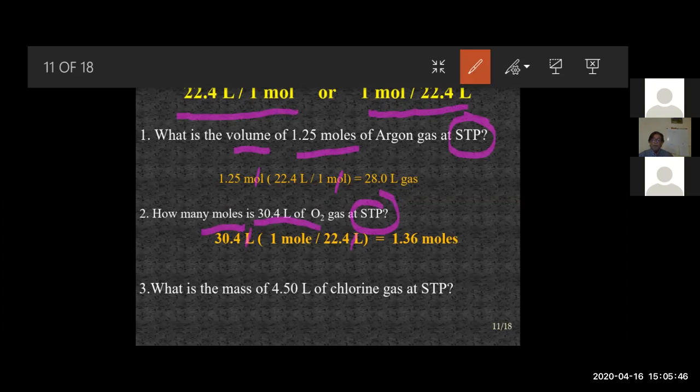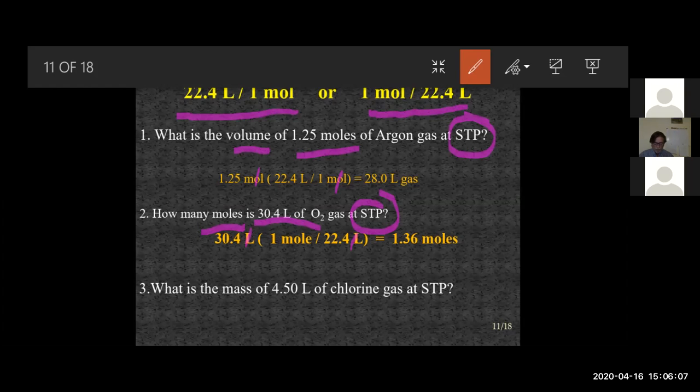Okay. So notice that we have 30.4 liters of oxygen at STP conditions. That equates to 1.36 moles of oxygen. Then finally, the last one, a little bit different.